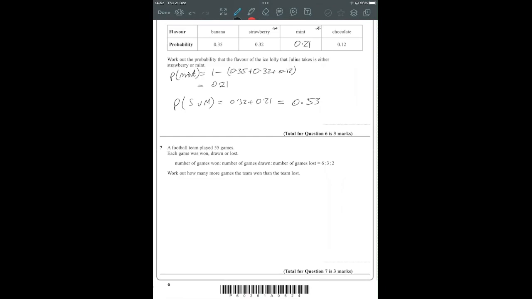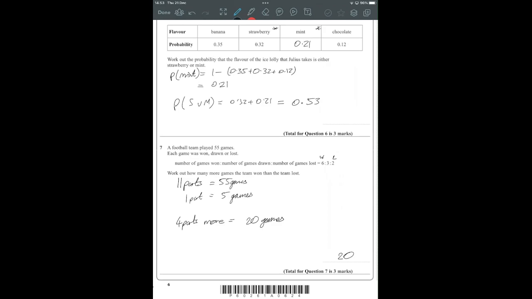Question 7. We are playing 55 games, and the ratio of win, draw, loss is as shown. Well, this is just a fancy share in a ratio question. We have 11 parts in total, 6, 3 and 2, and that makes 55 games. So one part is 5 games. We want to know how many more games that they won than they lost. Well, we have 4 parts more, and 4 parts was 20 games.